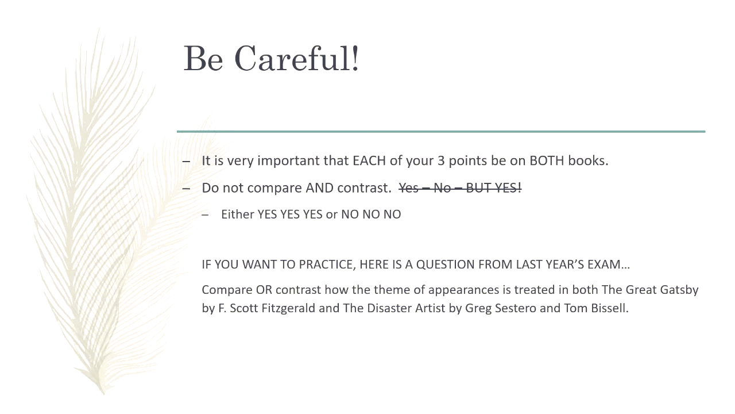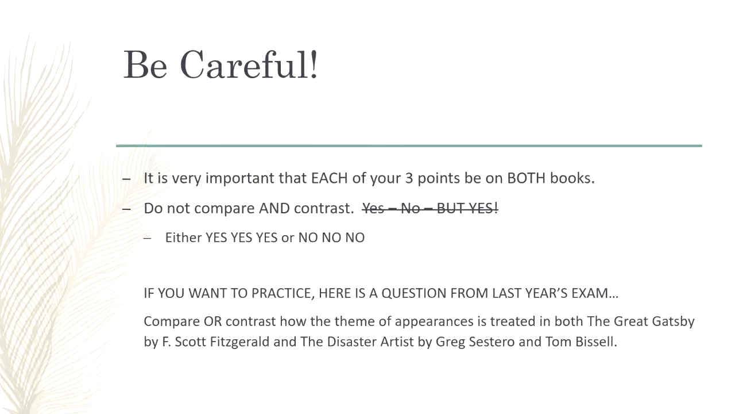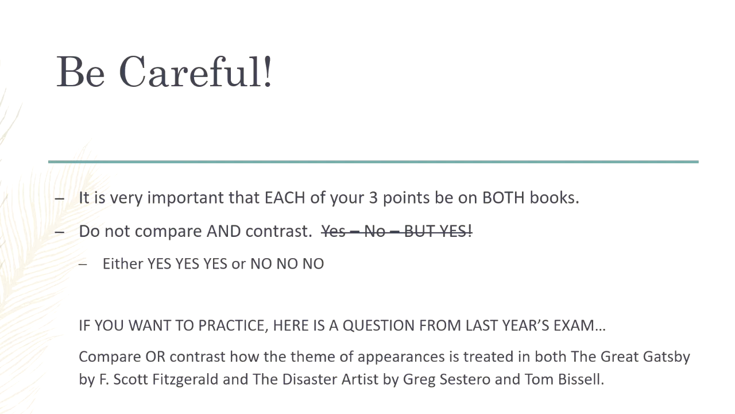But if we look at some little pointers here, what I wrote, be careful. It is very important that each of your 3 points be on both books. Okay, that's number one priority here. You cannot compare and contrast, which means you can't say yes in one paragraph, no in the next, and then yes again. That's similar to what we did at the beginning of the year. You can't, for example, compare how they're similar in one paragraph, then show how they're different, and then come back to how they're similar. So you either stick to yes, yes, yes, or no, no, no.